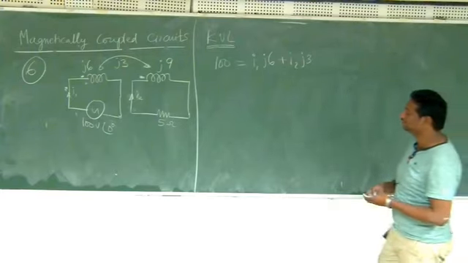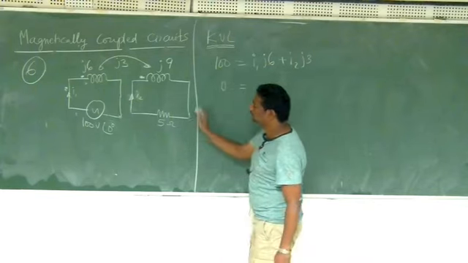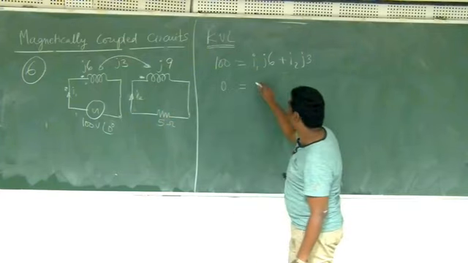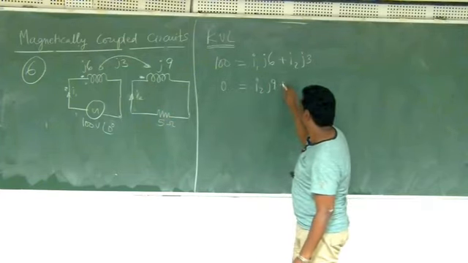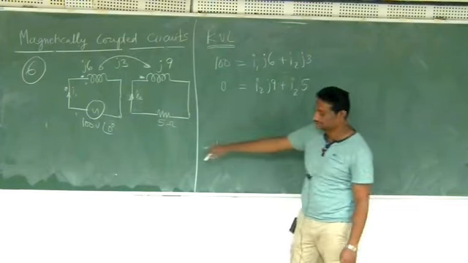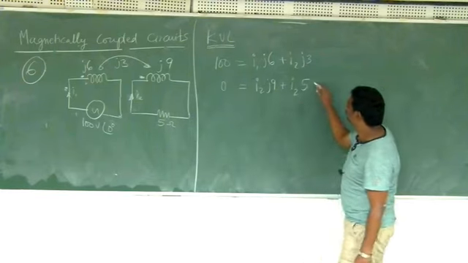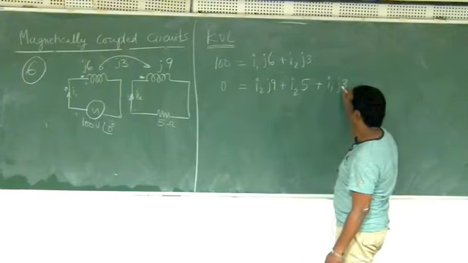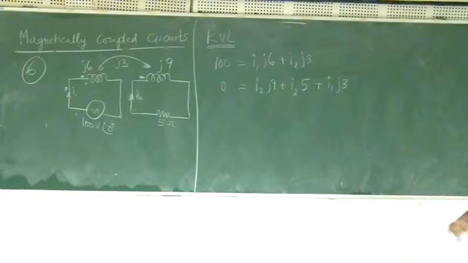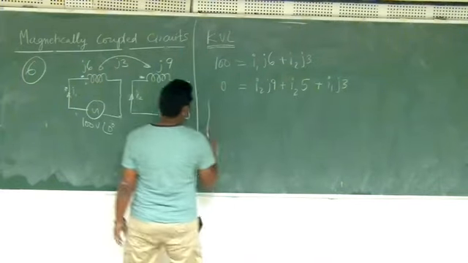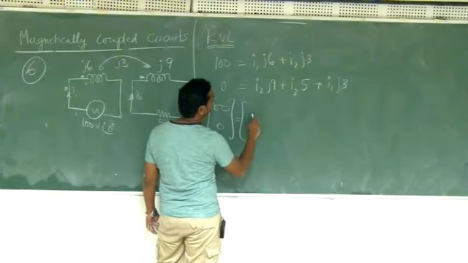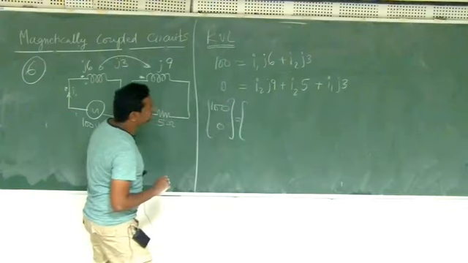What is the KVL for the second one? 0 volts equals, because there is no voltage source here, if I drop the voltage from here to here, it will be I2 into J9 plus I2 into 5, there is no J here, active power, plus I1 into J3. This will be plus because this was plus, so this also will be plus. So again I got two unknowns, two equations, I can solve them.